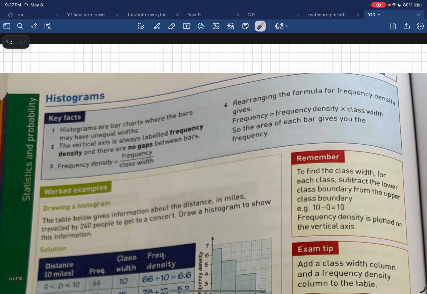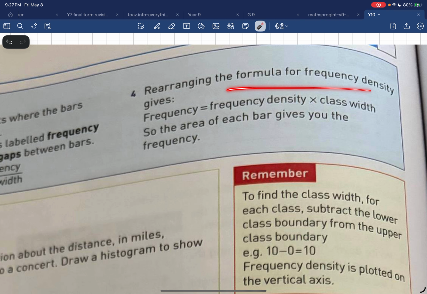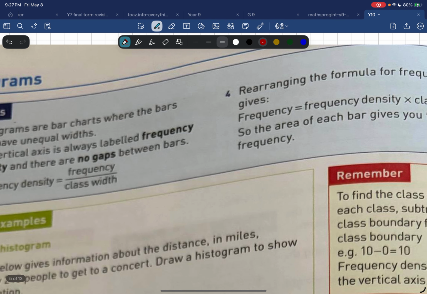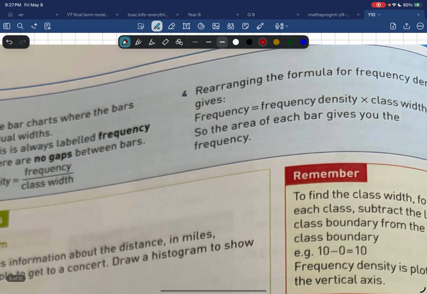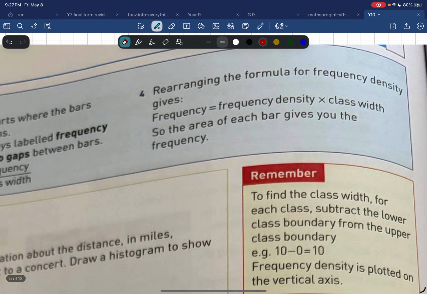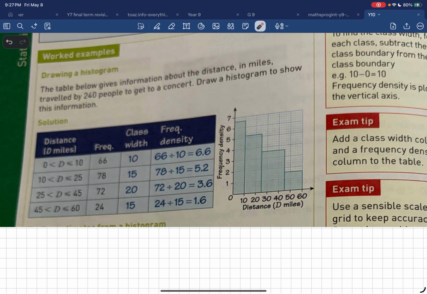So we have this example, but before we go through the example, let's look at the last point here. Rearranging the formula for the frequency density gives: frequency equals frequency density times class width, which we already know, it's easy. Just remember that the frequency density is equal to frequency over the class width. So the frequency equals frequency density times class width. That's another formula to show. Let's look at this example.